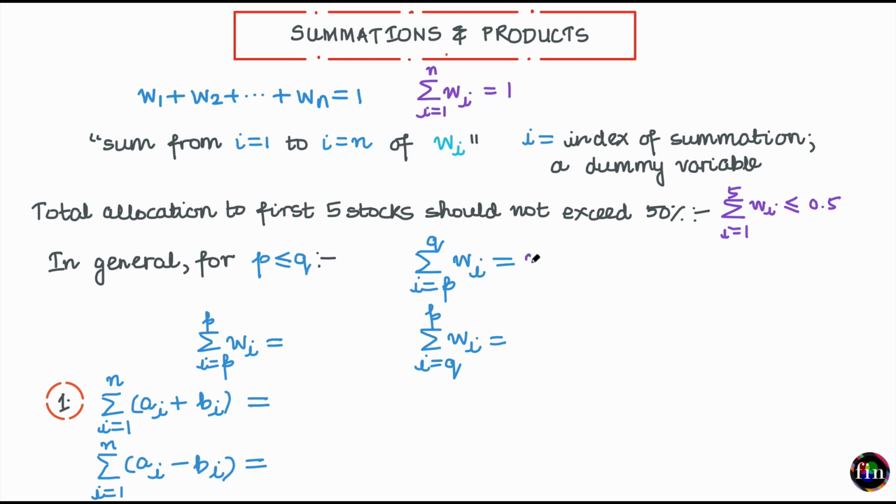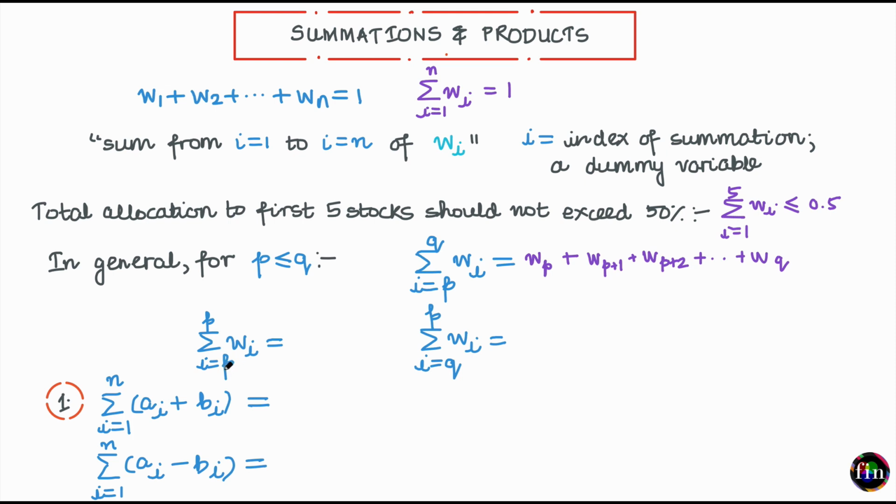Basically, my first term in the summation would be one in which i takes the value P, so I'll write it as WP, plus the next term, incrementing i by 1, you get WP plus 1, next term WP plus 2, all the way till the last term WQ. So how many terms would there be in this kind of a summation? Remember, the number of terms will not be Q minus P, but rather Q minus P plus 1.